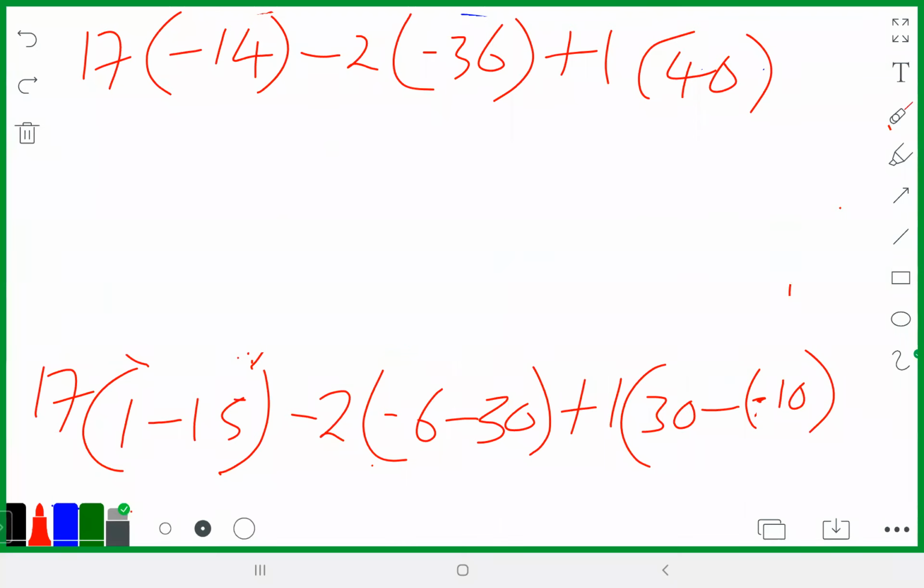And so from here, what do we have? We can start multiplying. These are big numbers. What is 17 times -14?